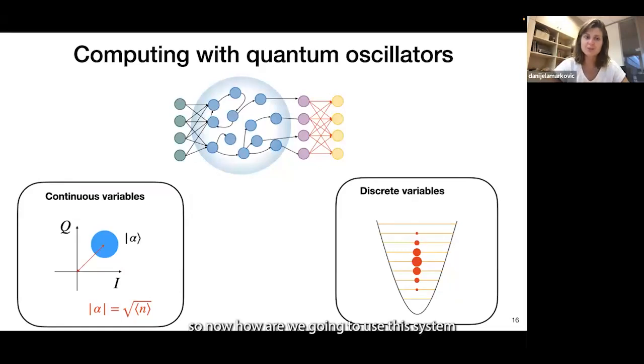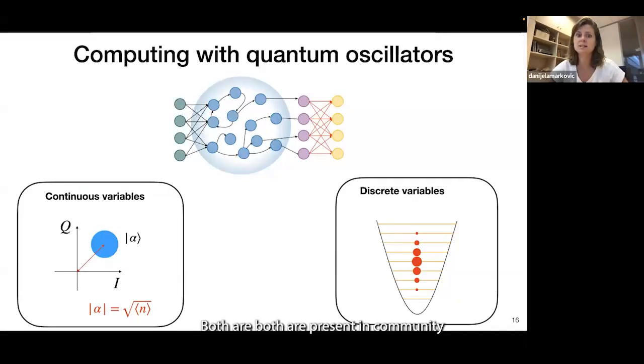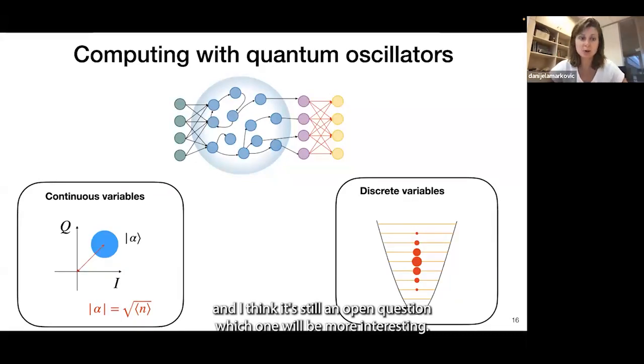All right, so now how are we going to use this system to do some reservoir computing? I will tell you about two different ways that we explored. Both are present in the community, and I think it's still an open question which one will be more interesting. So we are exploring the two. The two have some advantages and disadvantages. One is what we call continuous variables, and the other is discrete variables.